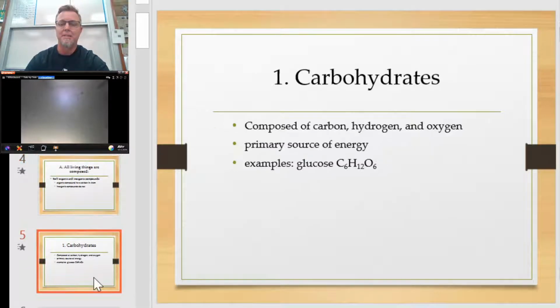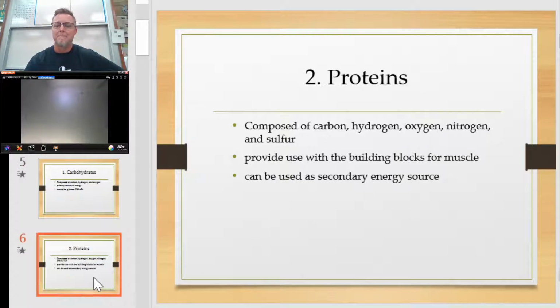Carbohydrates are an example of an organic compound. They have carbon, hydrogen, and oxygen in their molecular structure, and they're primarily used for energy. You'll learn more about these organic compounds when we get into organic chemistry in a later chapter. Proteins are organic compounds too: carbon, hydrogen, oxygen, nitrogen, sulfur are all part of those molecules.